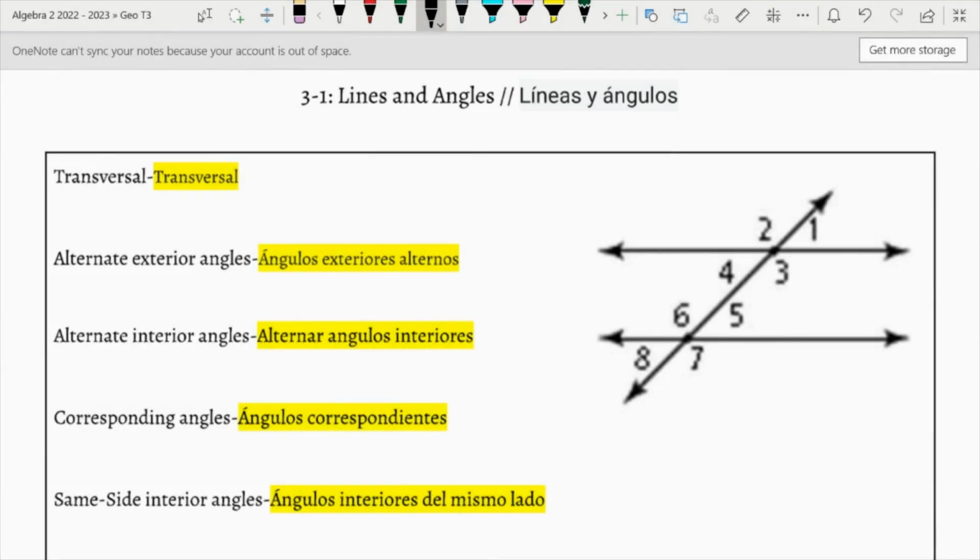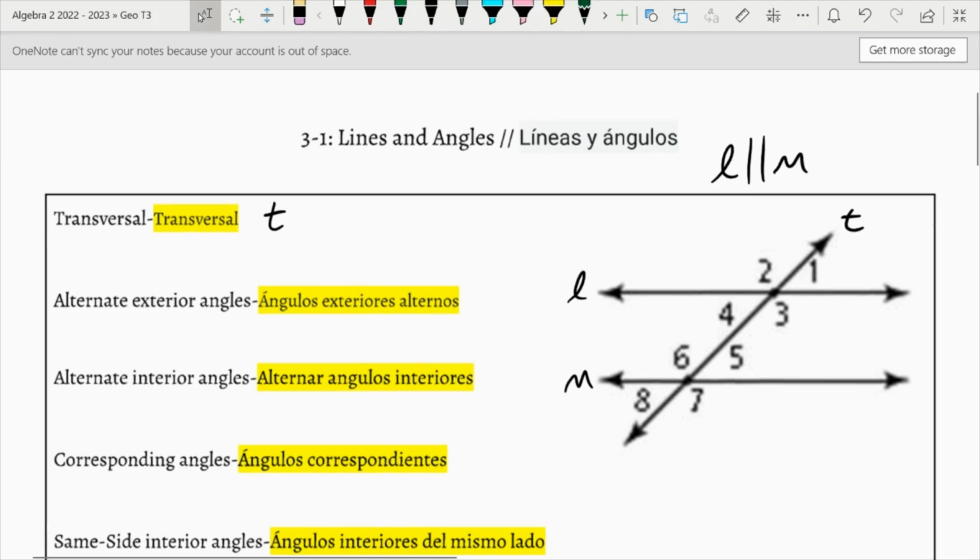Okay, so today we're going to talk about 3-1. This is the new unit, lines and angles. Let's see, a transversal. We're going to say that this is the line T, which is right here. Okay, and we're going to say that it crosses these two parallel lines, L and M. And we're going to say that L is parallel to M, where this symbol means is parallel to.